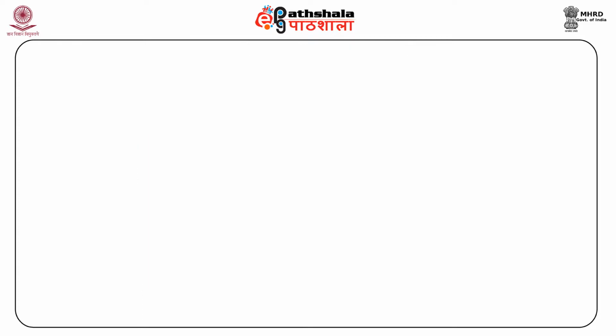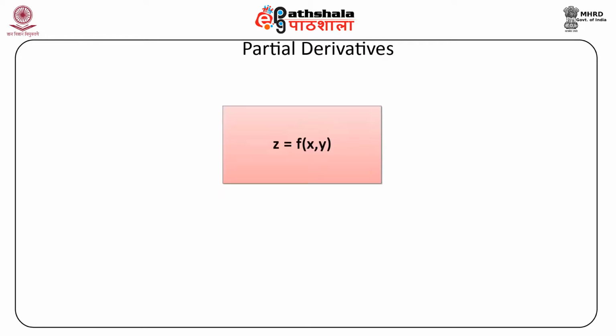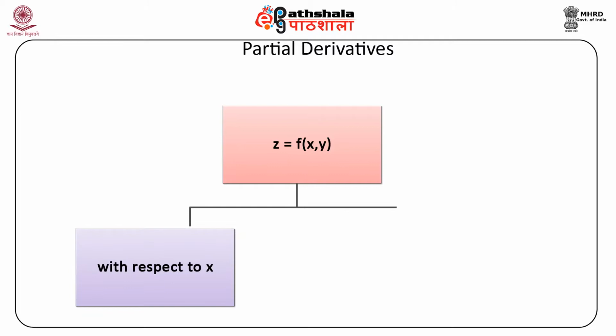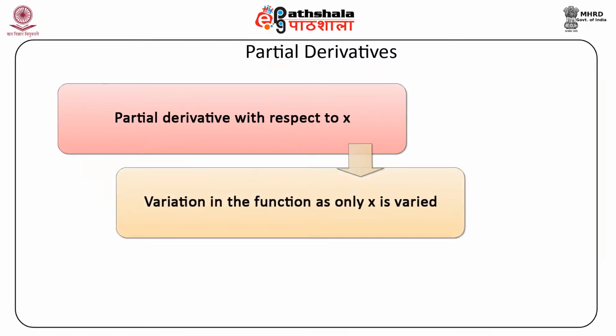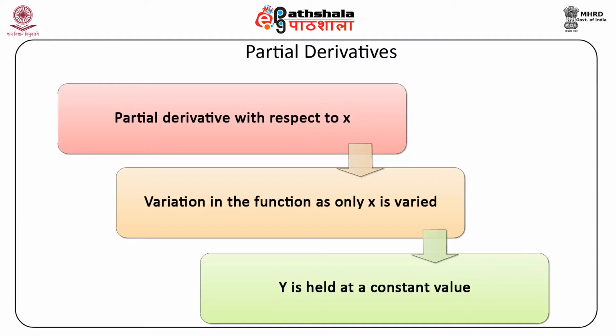Now we shall discuss partial derivatives. Consider the function z is equal to f of x comma y. This function will have two partial derivatives, or simply first order partials, one with respect to x and the other with respect to y. Partial derivative with respect to any one of the independent variables, say x, indicates the variation in the function as only x is varied and y is held at a constant value.